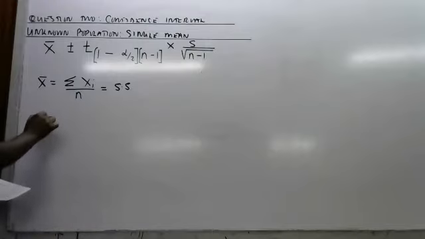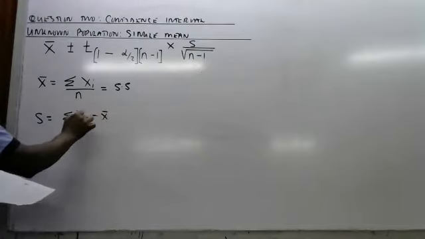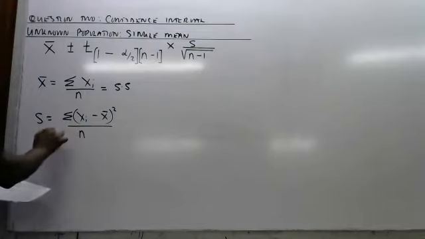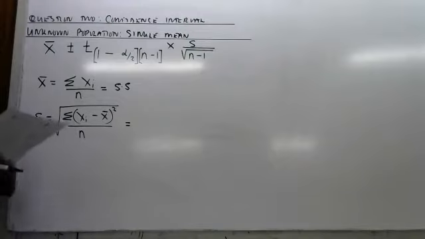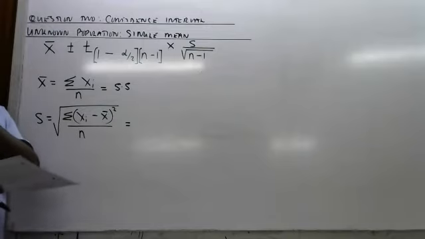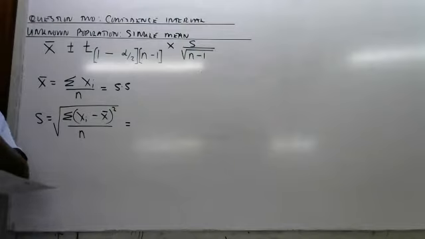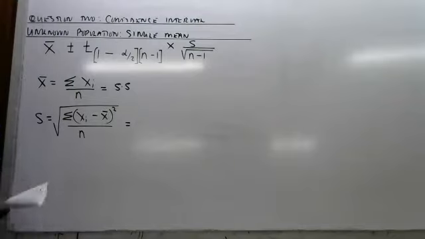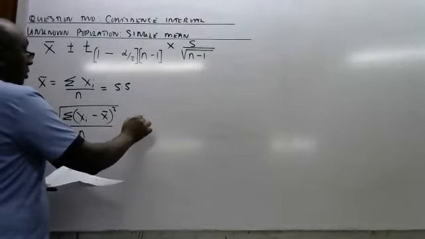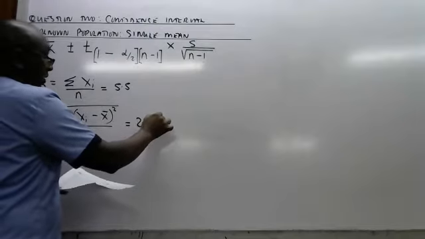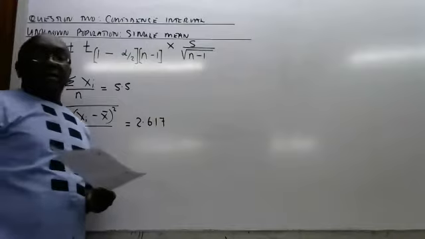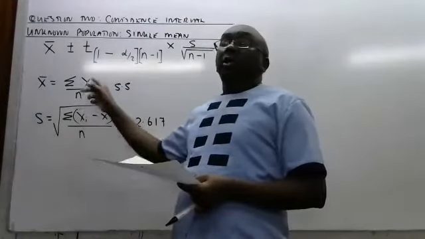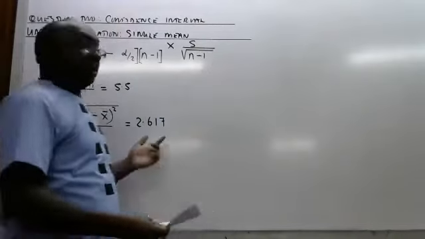Then for S, the formula is the sum of xi minus x bar, you square this, you divide by n, you get the square root. So shift button number two, and let's use the second item. Press two and press equals. That will be the standard deviation. What is the answer? 2.617. Remember, we have dealt with several of these examples. In case you are not able to use the calc, you can use the formulas as written here.